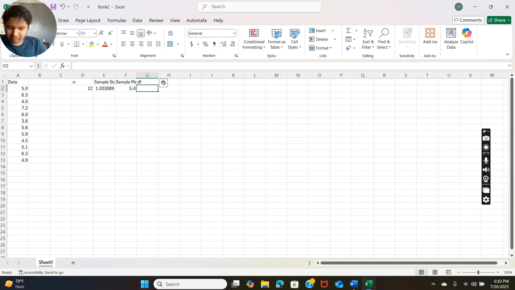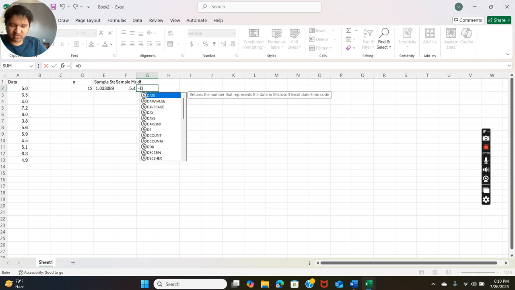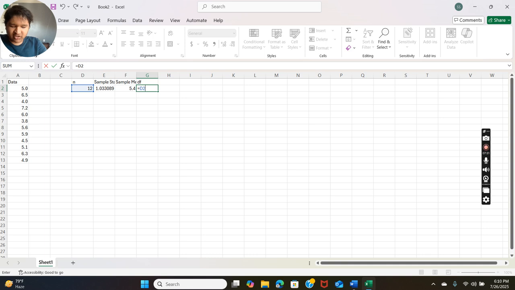And then equals. The formula for degrees of freedom is just sample size minus 1. So D2 is the cell that we're storing sample size in, so I will write that. D2 minus 1. Enter.